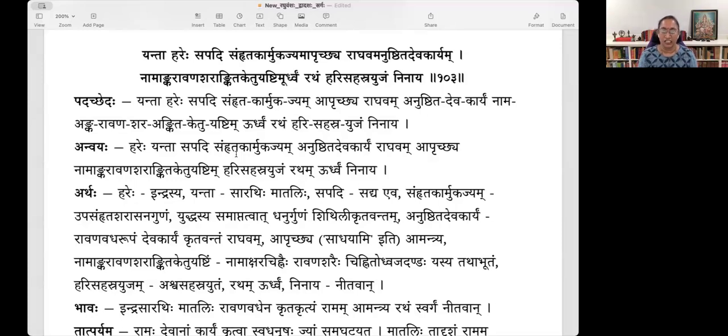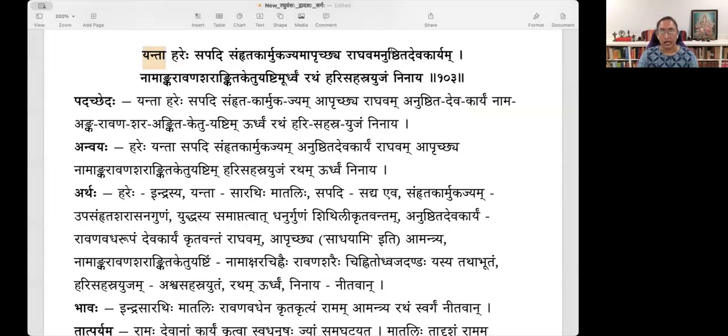Yanta hare sapadi samhrita karmukajyam aprichya raghavam anushthita devakaryam namanka ravana sharankita ketu yashtim urdhvam ratham hari sahasra yujam ninaya. The charioteer of Indra took the chariot. Ratham ninaya: he led the chariot urdhvam, up. He took the chariot above to Swargam. Urdhvam ityukte atra Swargam punaha prati ninaya. Hare yanta: Hari here is Indra. Indrasya yanta, sarathihi, one who controls the horses. So the charioteer of Indra took back the ratham.